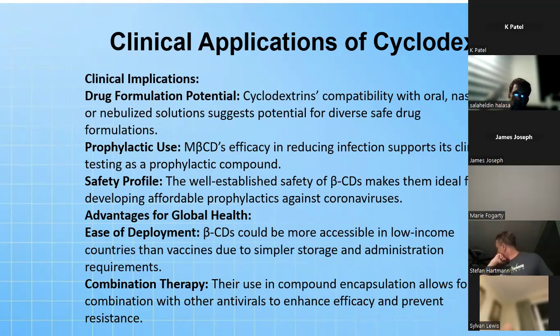And so when the virus is attacking the body, the cyclodextrin will combine with them, preventing it from integrating or fusing with the host cells. And the safety profile is very well established for beta-cyclodextrin, making them ideal for developing affordable prophylactic agents against coronavirus. So you can take it before getting infected with coronavirus, right?